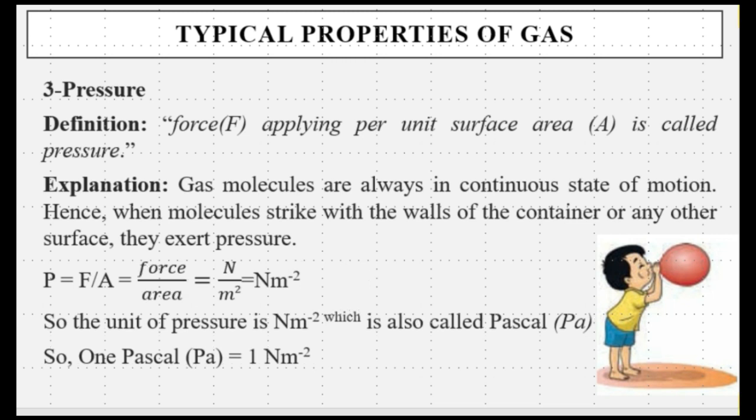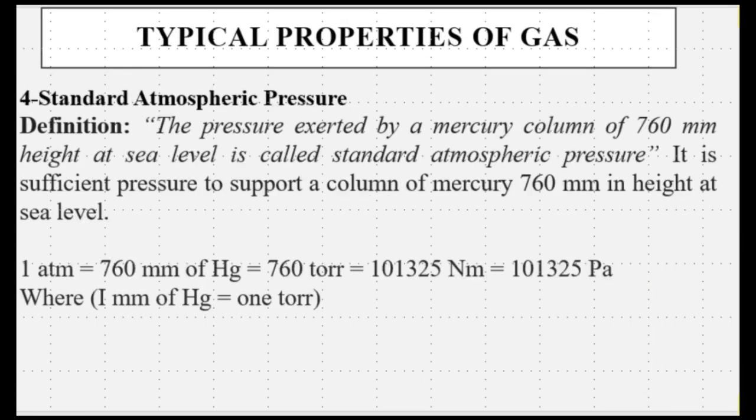The pressure is equal to force over area, and the unit of force is Newton, and the unit of area is meter square. So the unit of pressure is Newton per meter square, which is equal to the Pascal. It means 1 Pascal is equal to 1 Newton per meter square. The other typical property of gas is standard atmospheric pressure. First of all, keep it in mind that such types of state exist at sea level. This is very important: when we are talking about the standard atmospheric pressure, we are saying something regarding the sea level.